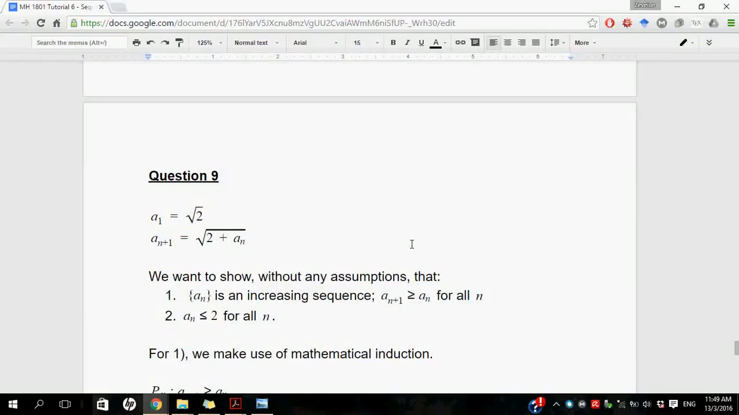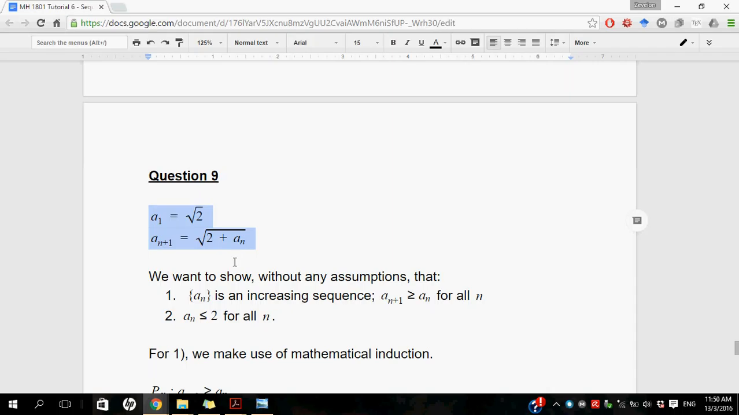9 from tutorial 6. Here is our sequence, and as you can see, it is defined by means of a recursive formula. We have the first term, a1 equal to square root of 2, and every subsequent term is defined in terms of the previous term. So a(n+1) equals the square root of 2 plus an.